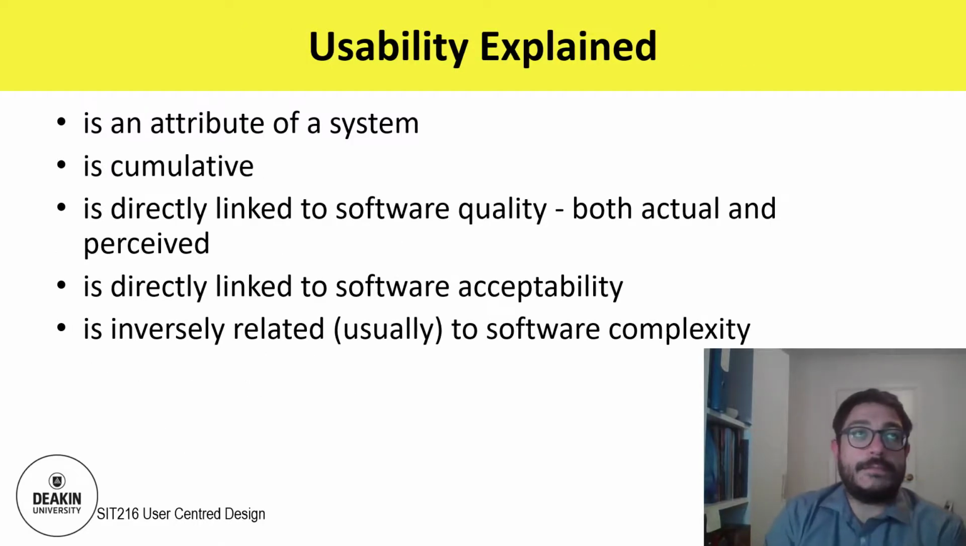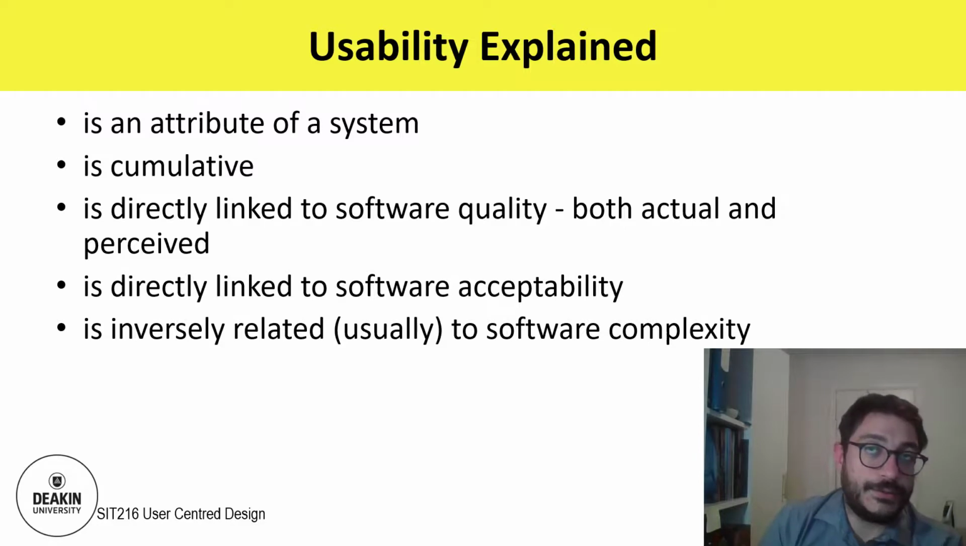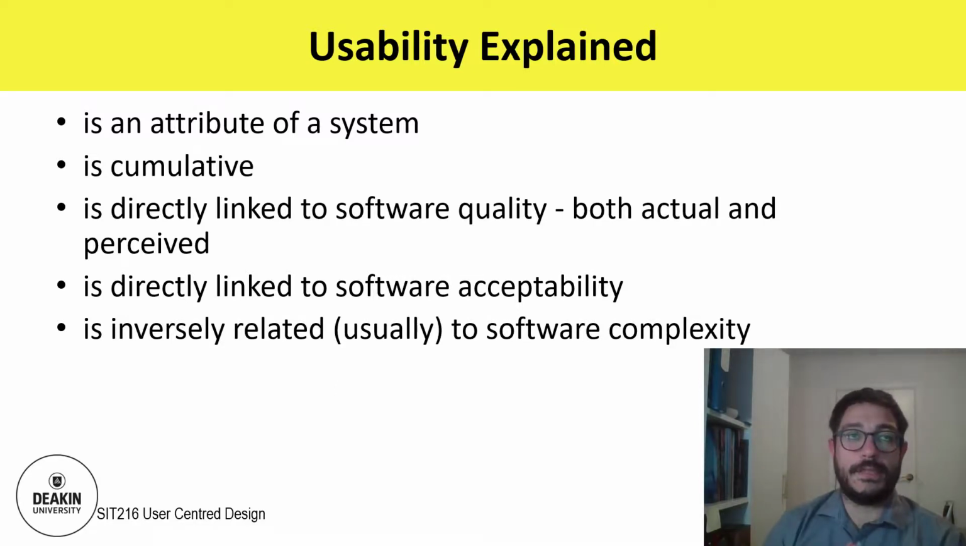So usability is an attribute of a system, is cumulative, is directly linked to software quality, both actual and perceived, is directly linked to software acceptability, and is inversely related to software complexity. What does inversely related mean? It means that the more complex the application is, then the easier it should be, in a nutshell. If you're making the software both complex and also the usability is very low, then you have an issue.